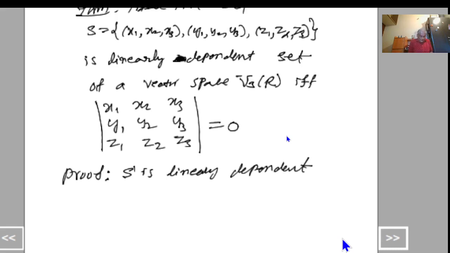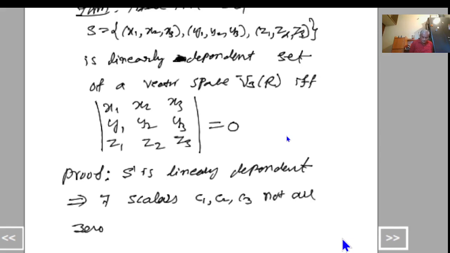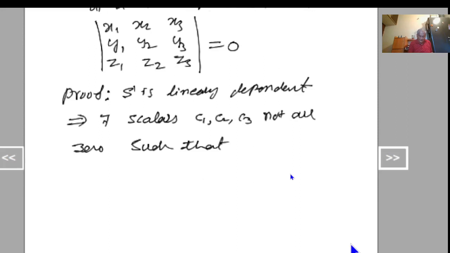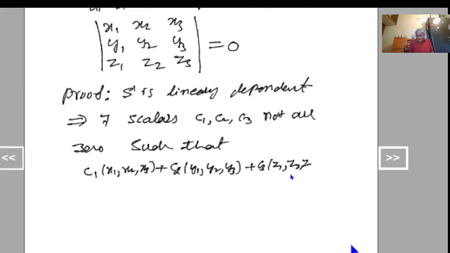S is linearly dependent. What does this imply? It implies there exist scalars C1, C2, C3, not all 0, such that C1 into (x1, x2, x3) plus C2 into (y1, y2, y3) plus C3 into (z1, z2, z3) is equal to 0. This is by the definition of a linearly dependent set. Right?